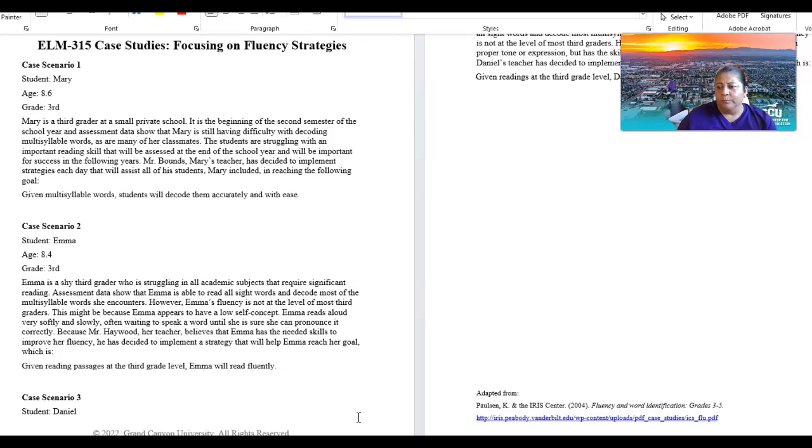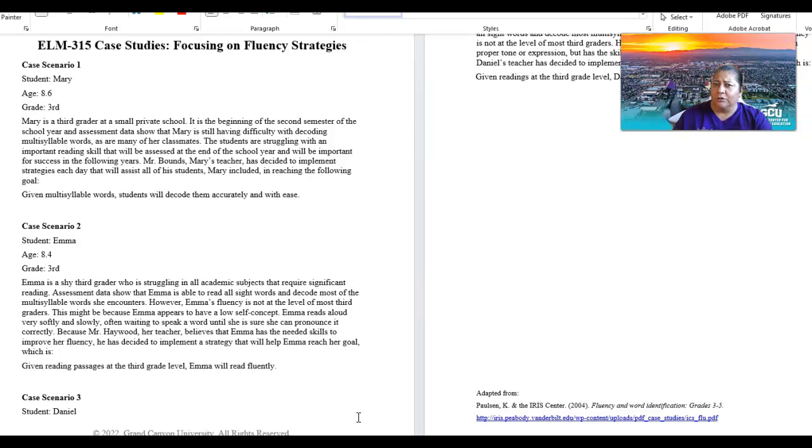That's really her goal. When you go down to the second one with Emma, we have Emma, a shy 3rd grader. That's key right there. Who is struggling with academic subjects that require significant reading. Assessment data shows that Emma is able to read sight words and decode most of the multisyllabic words she encounters. So decoding is not an issue for her. She's pretty good at reading and has that skill. However, Emma's fluency is not at the level of most 3rd graders.